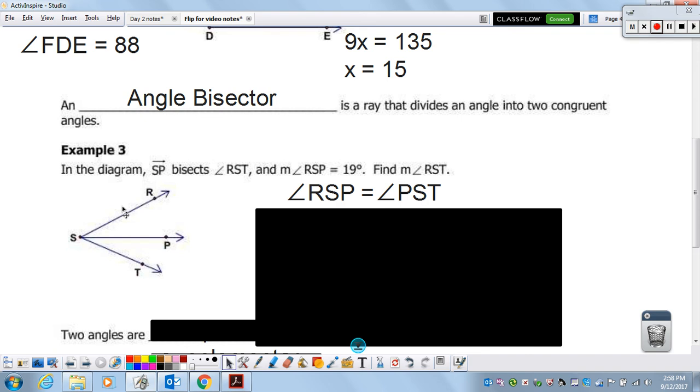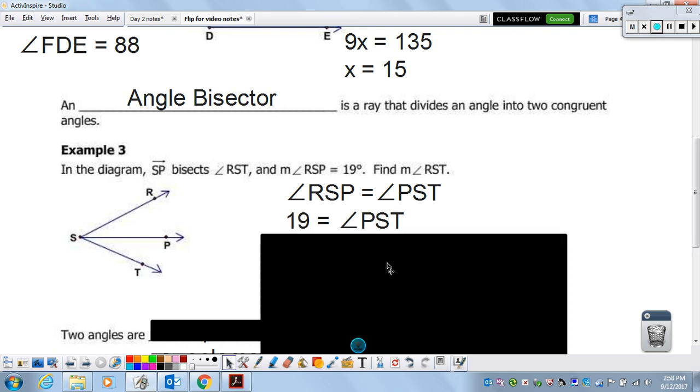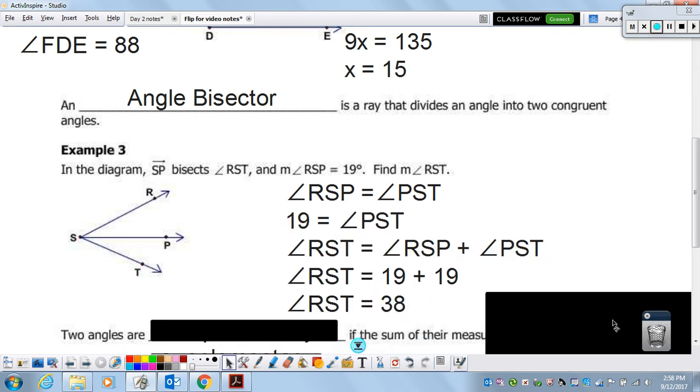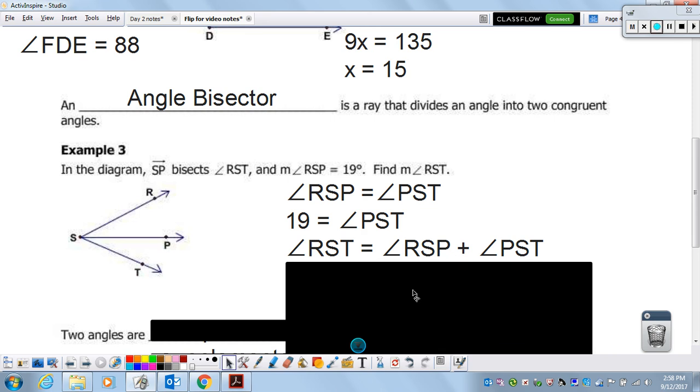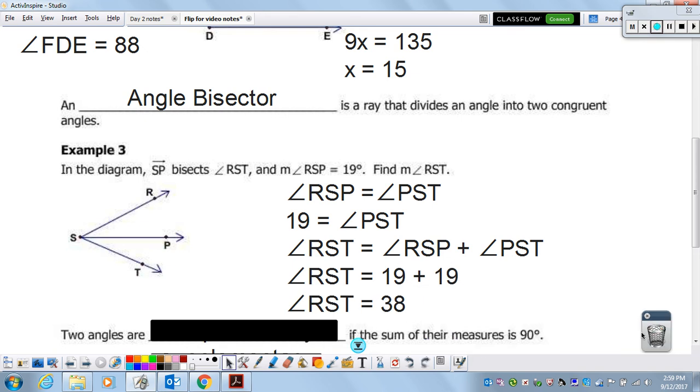Well, I know that RSP has to equal PST, because if that's a bisector, it cuts into two equal parts. So angle PST also has to be 19 degrees. By angle addition postulate, I know that RST has to be the measure of RSP plus the measure of PST. And if I substitute in, I get the measure of angle RST equals 19 degrees plus 19 degrees, and the measure of angle RST is 38 degrees.